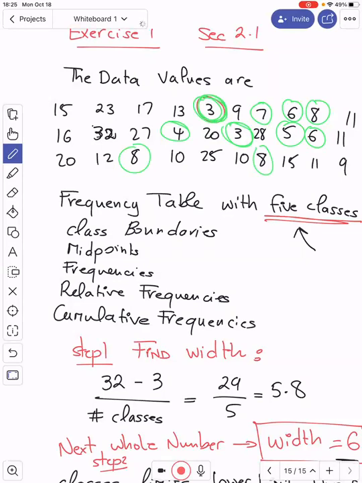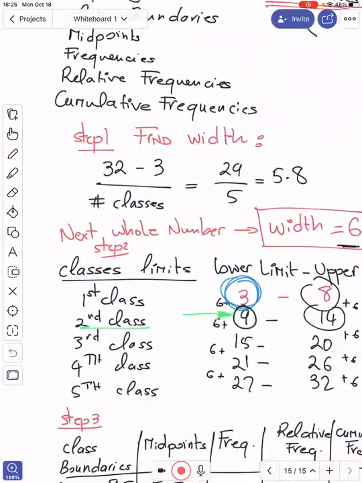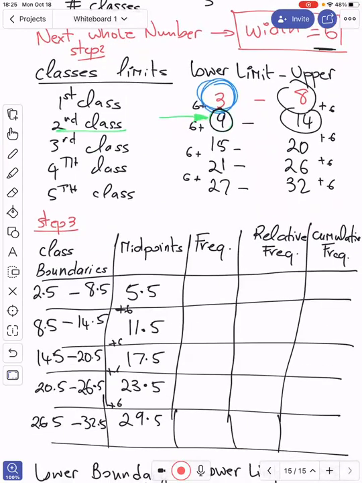So 10 values between 3 and 8. And again, the 3 and 8 are included. So you have to include the 3 and you have to include the 8. So the frequency of the first class is 10. Is there any question about the frequency of the first class? You see how I got this 10? Just count how many values are between 3 and 8. 3 and 8 are the class limits of the first class, and both are included.